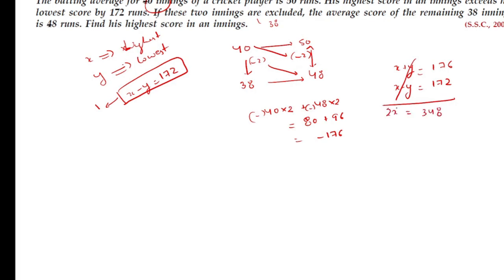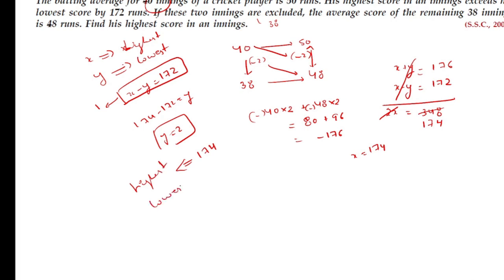If you calculate, 2X is equal to 348. So X is equal to 174. What about Y? 174 minus 172 is equal to Y. Y is equal to 2. So his highest score is 174 and the lowest is 2. So this is how we calculate.